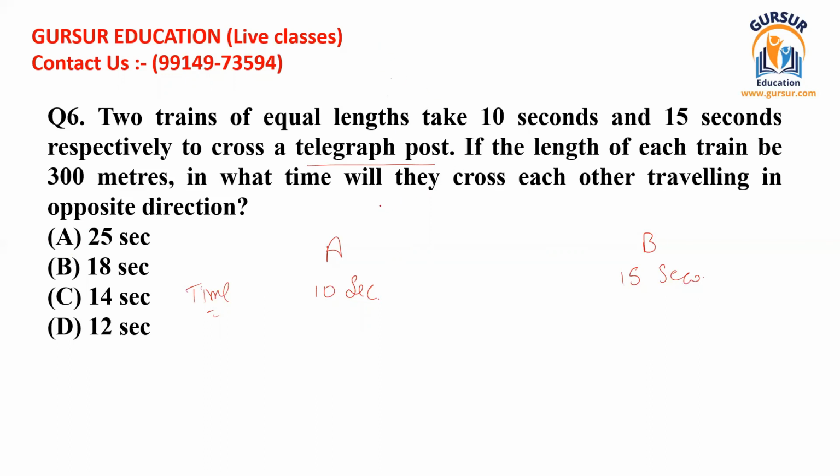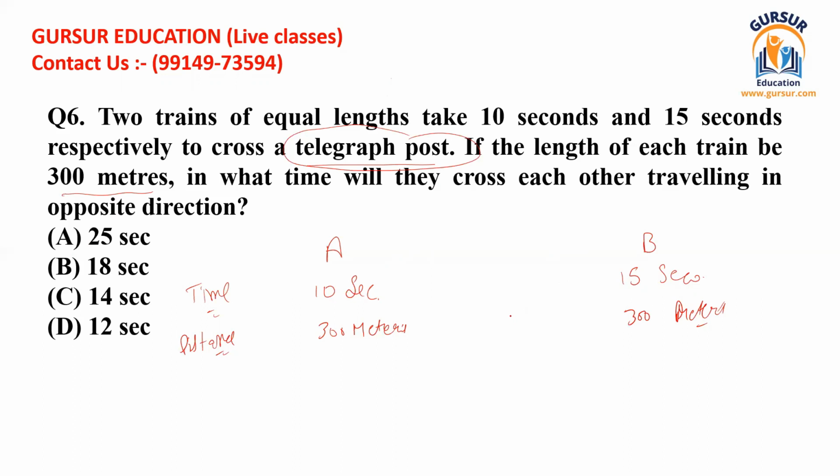If the length of each train be 300 meters, that simply means distance has been given to you. Length is equal to distance in case the distance of another element is 0. So that means they have to cover 300 meters and 300 meters. So this is the distance covered by both of them. In what time will they cross each other traveling in the opposite direction?